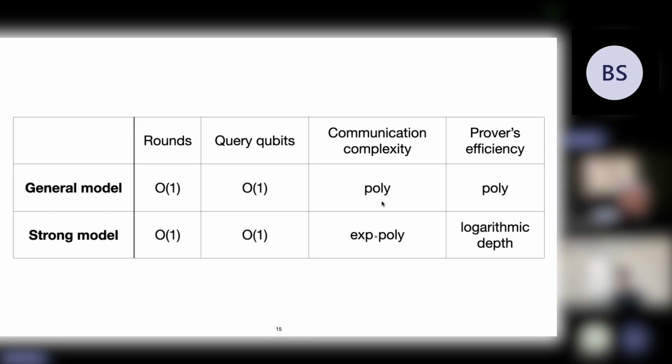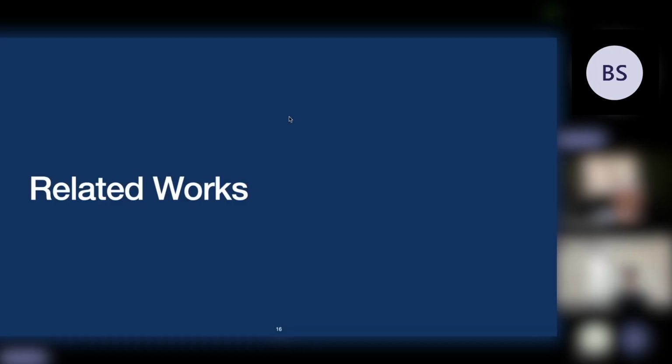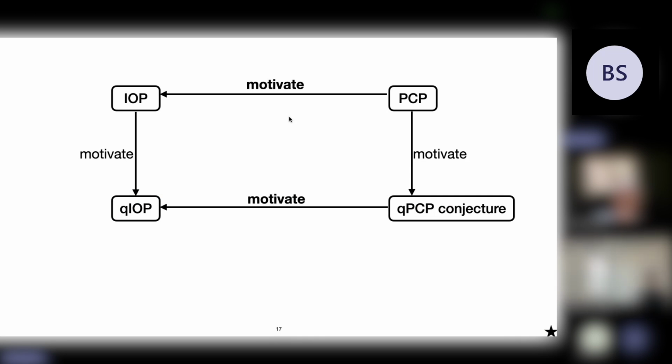For the two models, we both have constant round and constant query. For the communication, one is polynomial, one is exponential. In one of the models, the efficiency is polynomial. In another model, the communication is exponential. You cannot hope for polynomial efficiency of the prover, but you can hope for some kind of efficiency. So here it is like logarithmic. Okay. Review of related works.